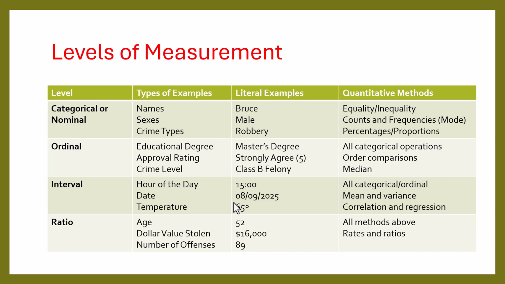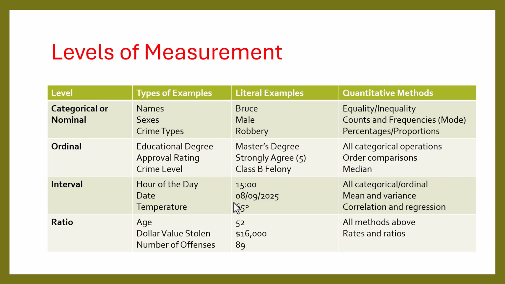So, with age, for instance, to be an age of 0 means you're not born yet, or you have just been born. A dollar value stolen. Somebody broke into my house. What was the dollar value that he stole? $0. He didn't steal anything, right? 0 has an actual meaning there. And not only does it have a meaning, the meaning means an absence of that variable.